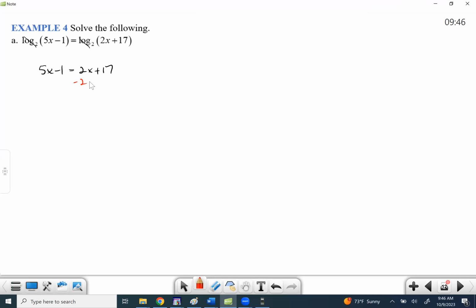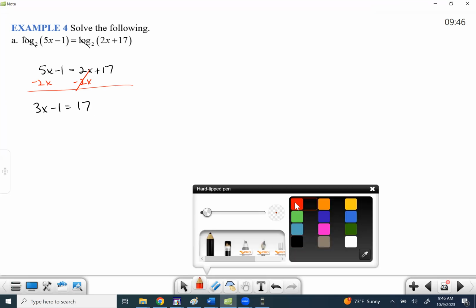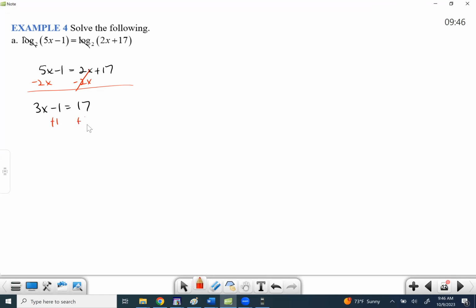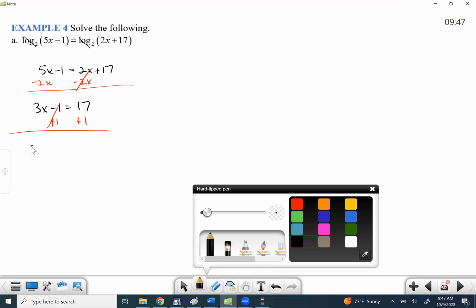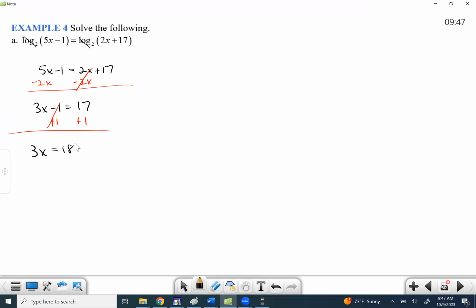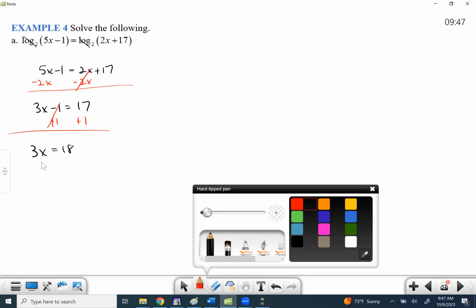So I'm going to subtract the 2x from both sides. So I get 3x minus 1 equals 17. And I'll add 1. And then finally divide by 3.